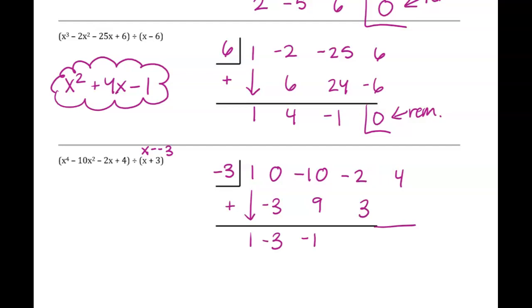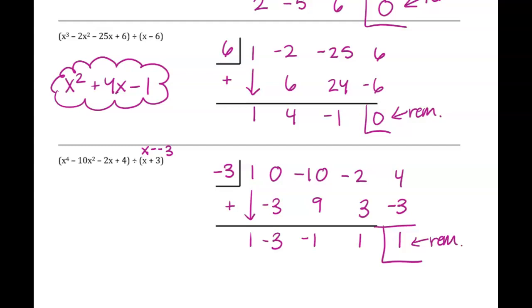Should not have put the x there. It's not the end of the world, but we don't need it, right? Negative 2 plus 3 is 1. 1 times negative 3 is negative 3. 4 plus negative 3 is 1. So our remainder is 1 in this case.